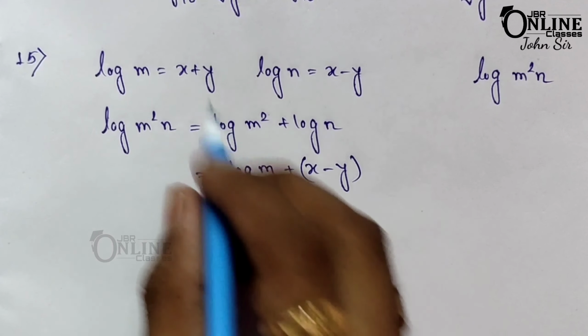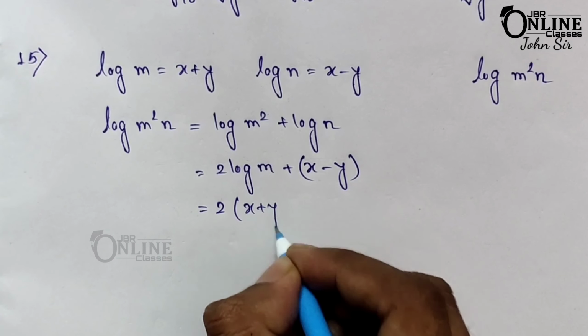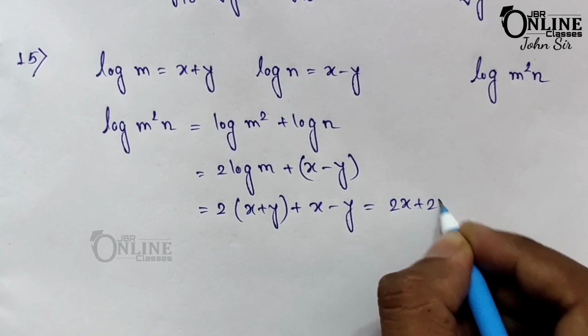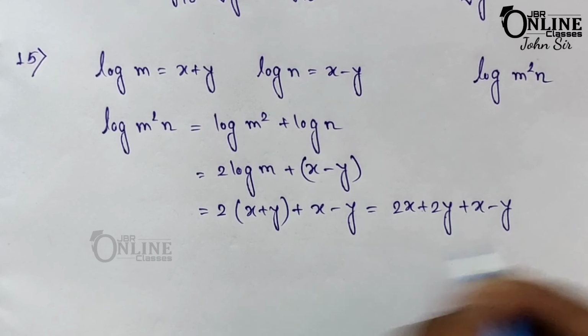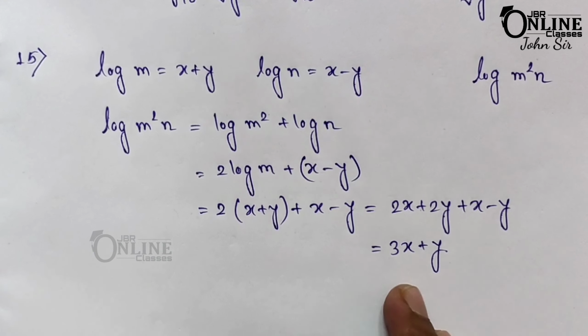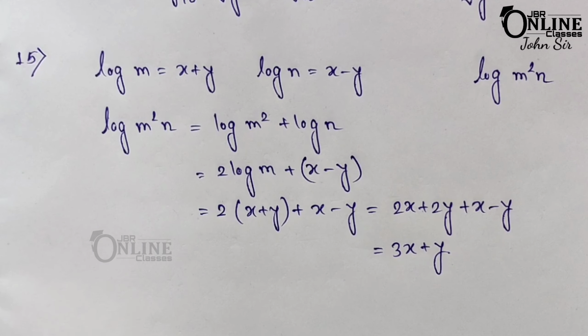Here 2 into log m means x plus y. So finally 2x plus 2y plus x minus y. So that will be 3x plus y. So 3x plus y is the final answer.